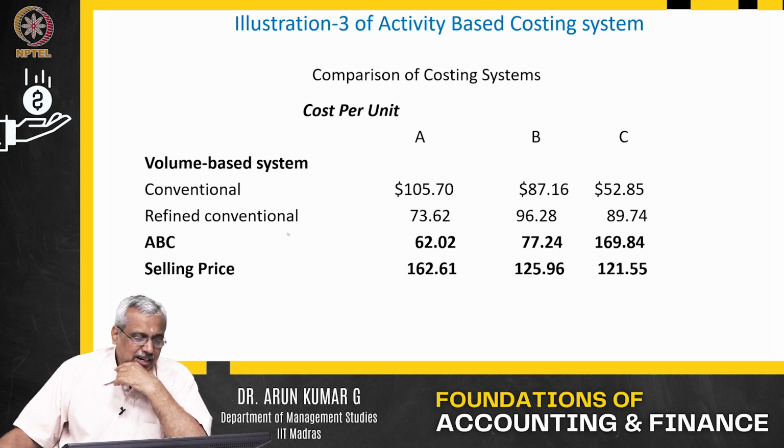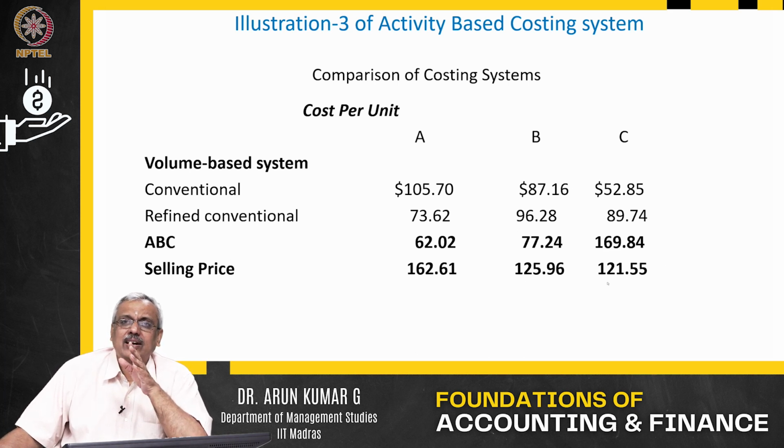Now you had a refined method. You said no, cost of A is 73, cost of B is 96, cost of C is 89. Whereas when you do it as per ABC, you see that the cost of A is only $62. You are basically making $100 profit on that most profitable product. Product B, the cost is only 77. You are selling at 125, close to double. Whereas for product C, your cost is 169. You are selling at 121.